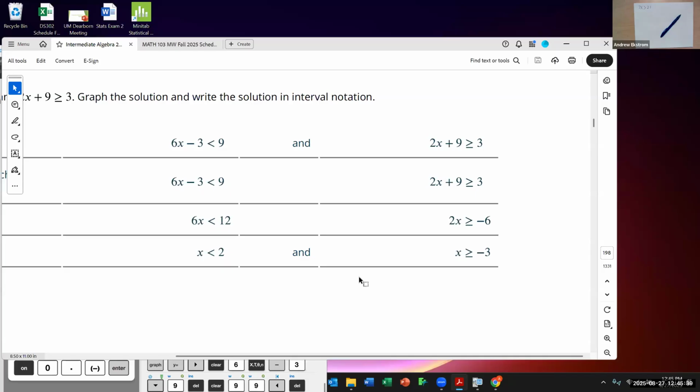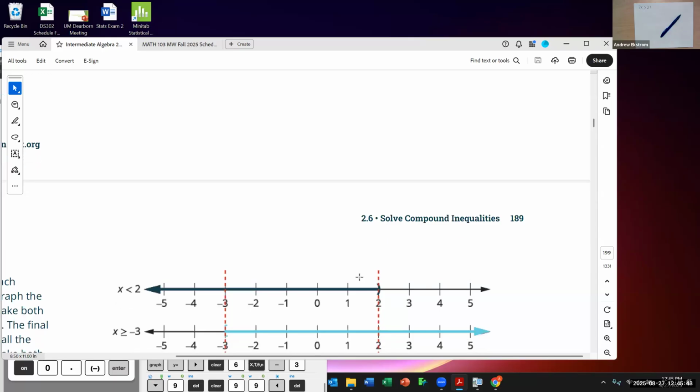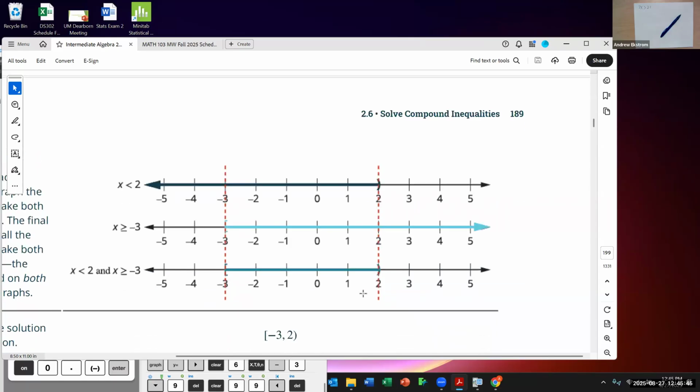So with this one, since we've already got it, let's see if they've already figured it out here. So since it's the example problem, x less than 2 is the top one. X is greater than -3 is the bottom one. And because we want values of x that satisfy both equations, it's going to be the overlap that we have.